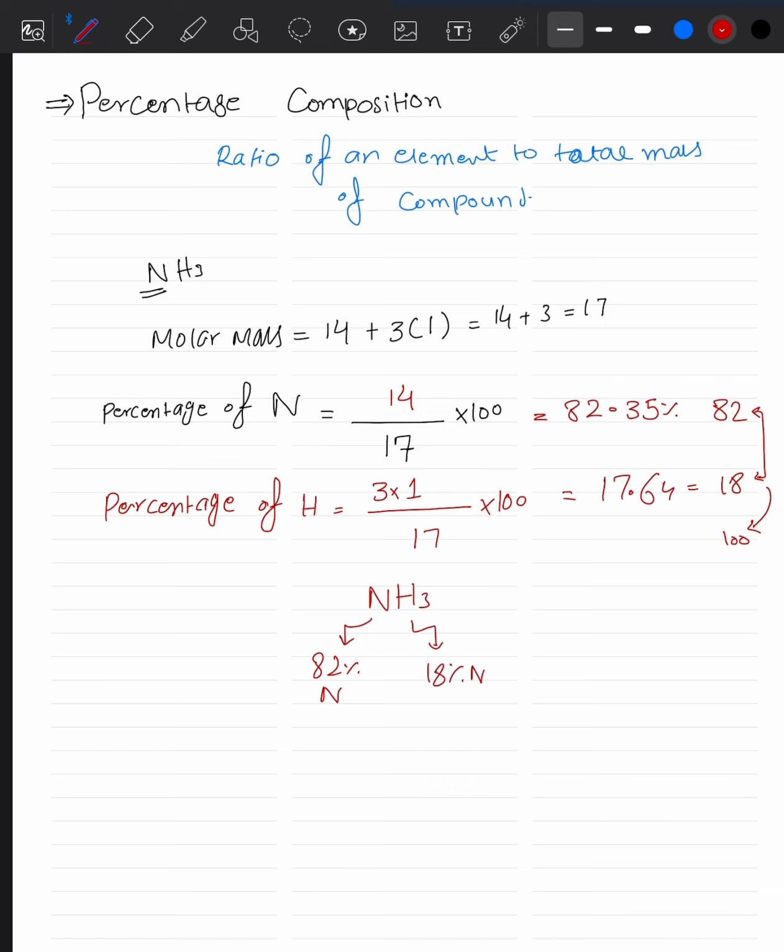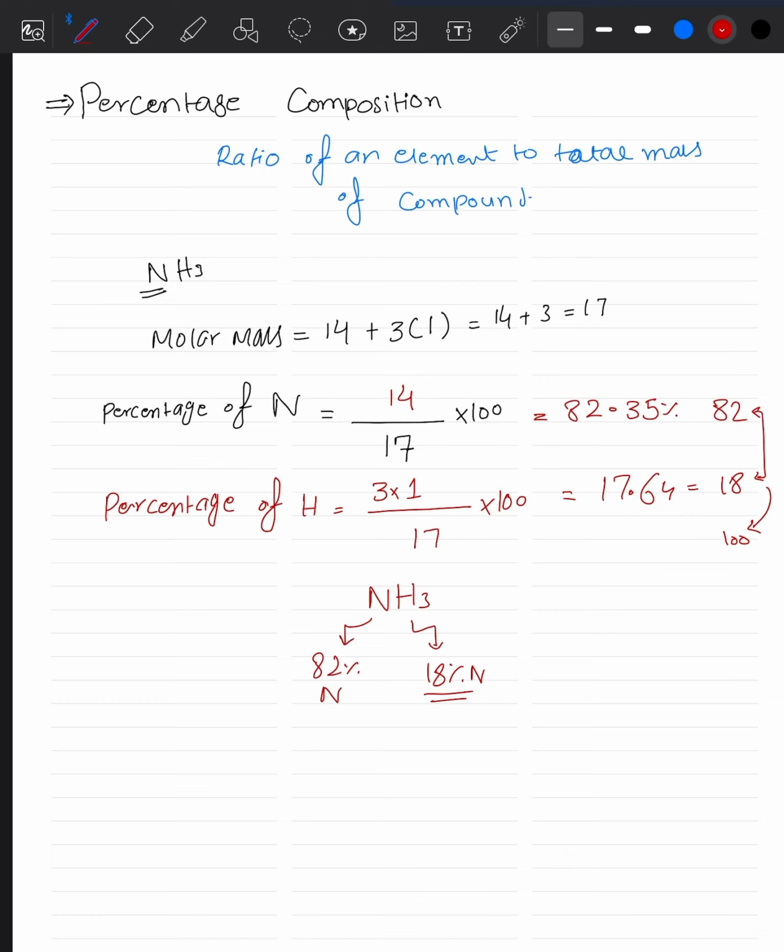This type of procedure is called percentage composition. You just need to find the molar mass, the total mass of the compound. Then you divide the mass of the element for which you are finding the percentage composition by it.